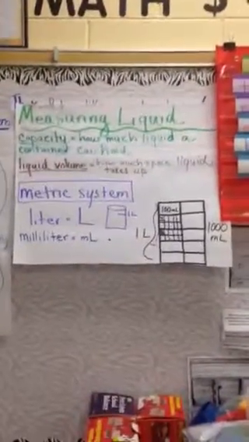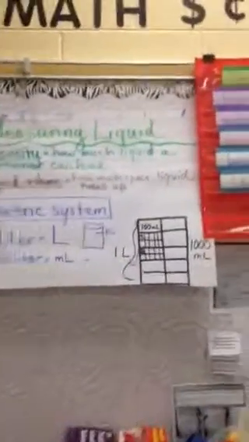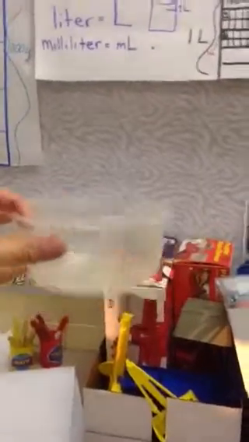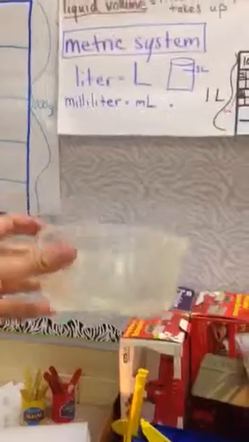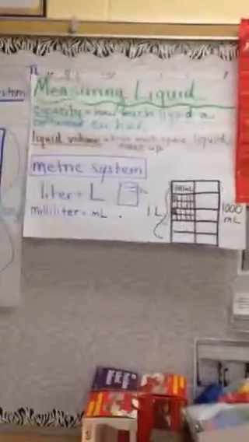So capacity: how much liquid a container can hold. If you think about this particular container and compare it with a swimming pool, you will quickly say that this has less capacity than that swimming pool, which has more capacity. So the swimming pool can hold more liquid in its container.